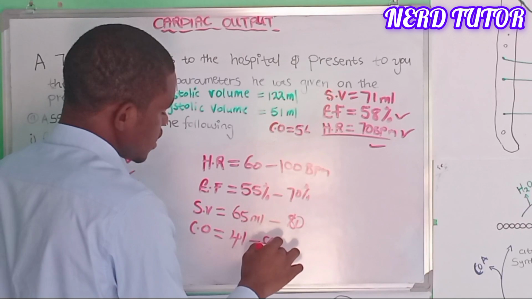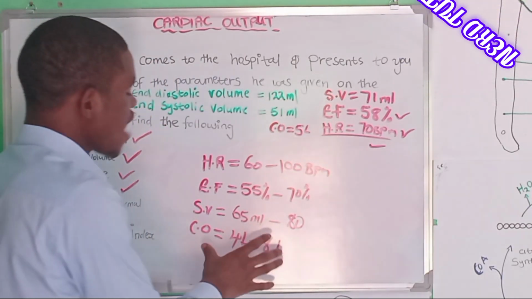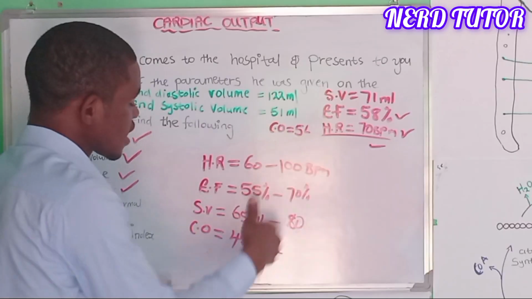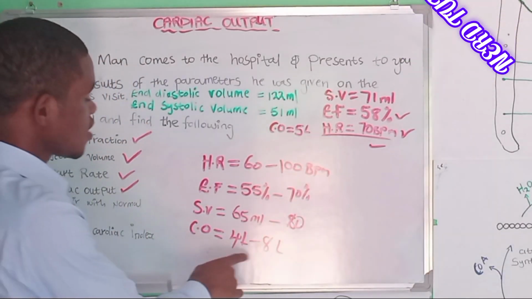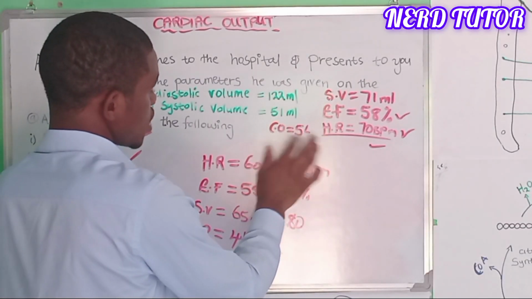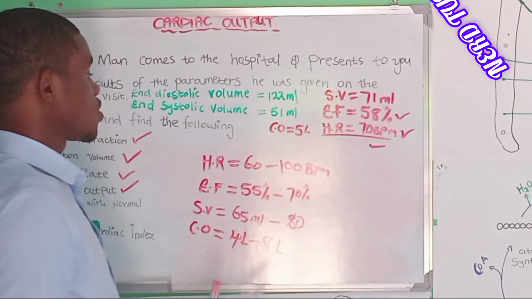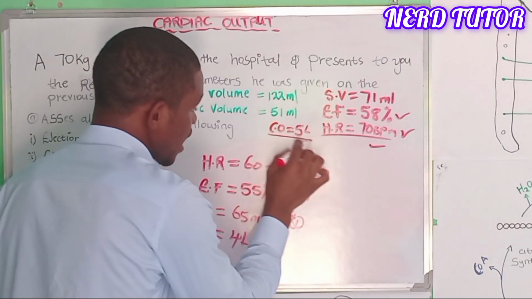Okay, 8 liters. So this is in liters per minute. This is the average range for cardiac output. If it is falling within the range, then it is of course normal. What was our cardiac output? It was 5 liters. So we found 5 liters to be our cardiac output.